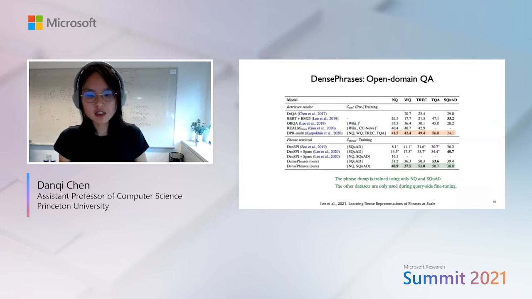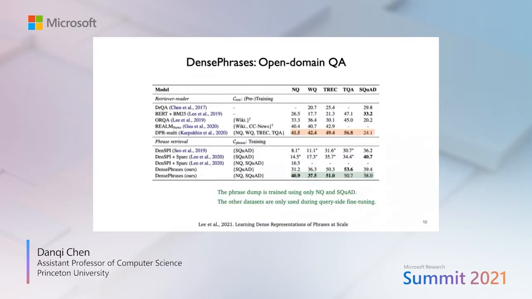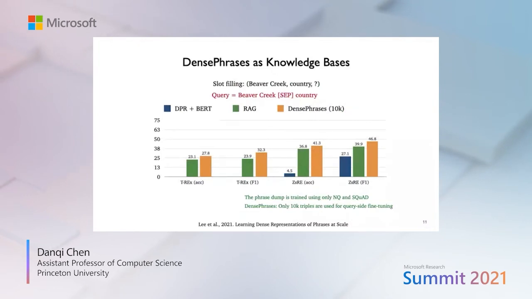And we evaluate DensePhrases on a comprehensive set of question answering datasets, and it achieves very competitive performance, although we only use 2 datasets to learn the phrase representations, and use all the other datasets only for transfer learning. We also directly consider using DensePhrases as a knowledge base, and ask it to output the object entity for a subject entity and relation query. In this example, the subject entity is Beaver Creek, and the relation is country. We also find that DensePhrases can perform very well on this slot filling task.